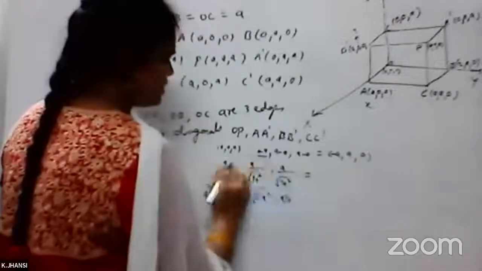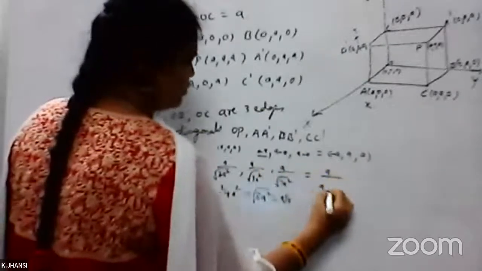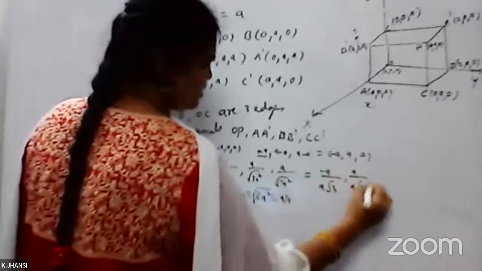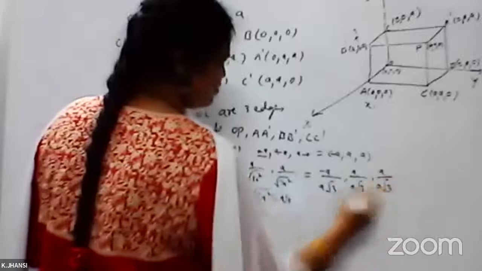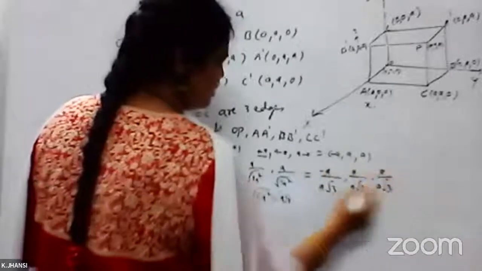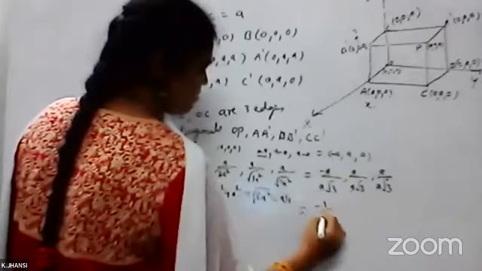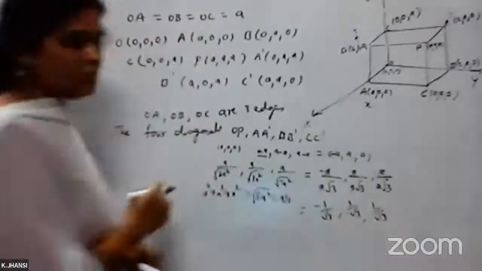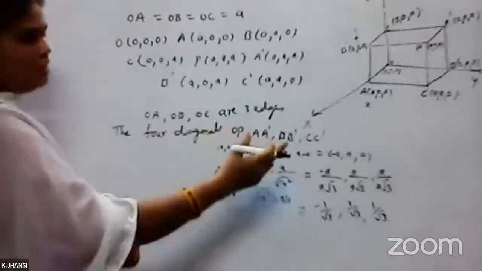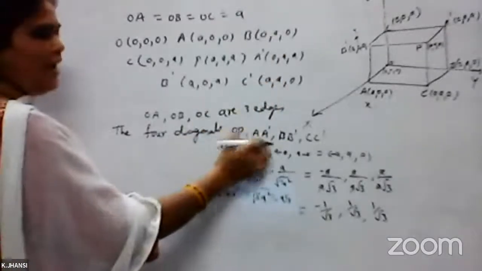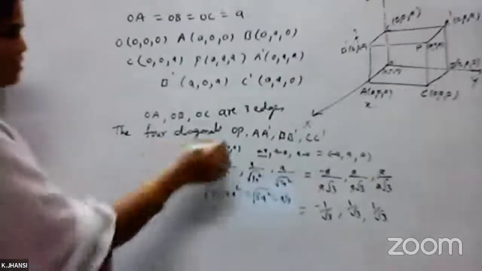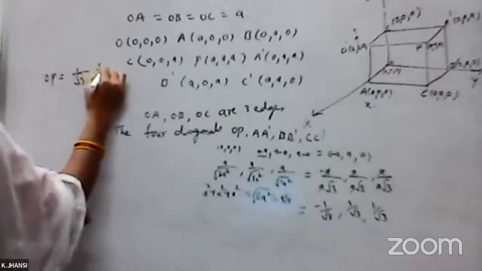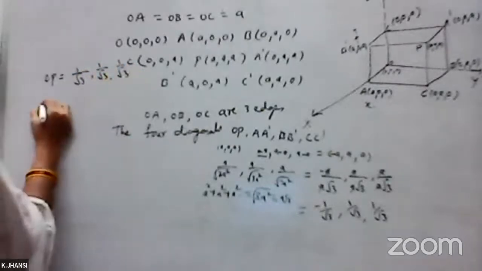So what will be there if you substitute here? A by A into root 3. The first one is minus, next A by A root 3, next A by A root 3. See, these will get cancelled. So we get the point as minus 1 by root 3, 1 by root 3, 1 by root 3, for OP. Similarly, you will get for AA dash, BB dash and CC dash. You can remember that for OP, all positive: 1 by root 3, 1 by root 3, 1 by root 3.